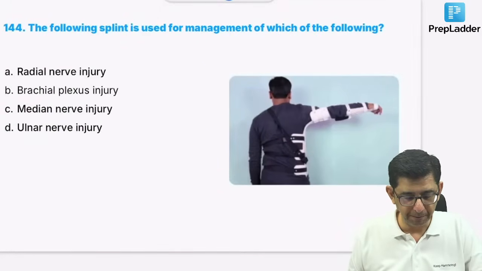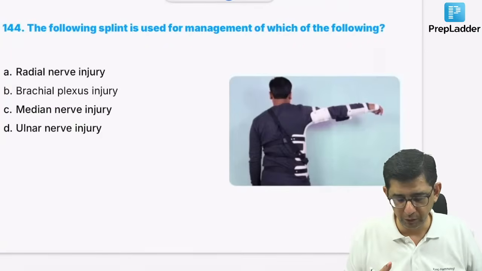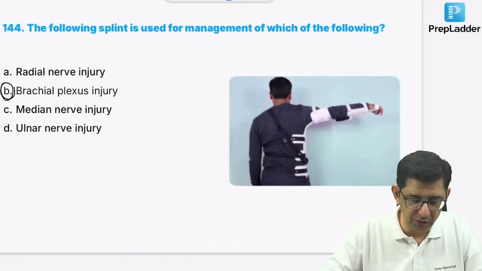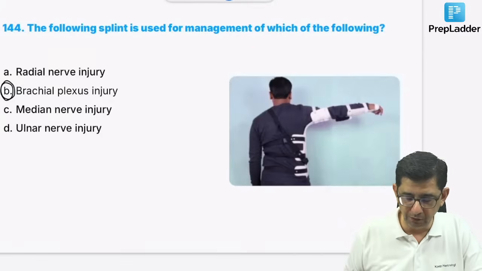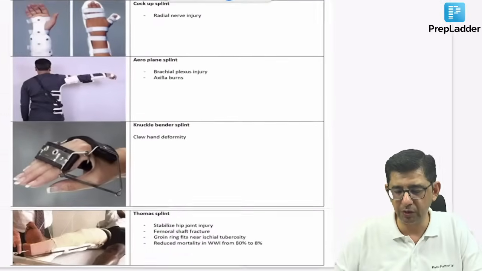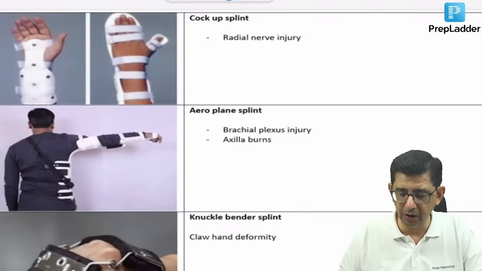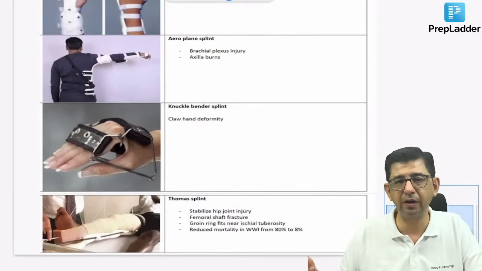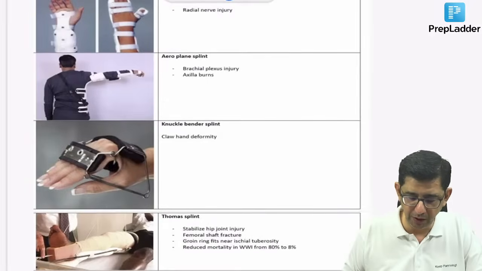Okay, so this one would be a pretty easy one. Aeroplane splint would be useful for evaluation of... Yes, hit the comment button, guys. I think this is an easy one. The aeroplane splint would be for brachial plexus injury in a patient. Usually they can give you image-based questions for various splints that would be used for nerve injury. So just try to make them here in a single diagram. Like you are aware of a cock-up splint that is used for radial nerve. Aeroplane is anyway clear. Then there is knuckle bender for claw hand deformity, and Thomas splint is anyway the legendary thing for a hip joint injury. So these are the important splints, the names of which are already highlighted. It's just an orientation to the names that will matter.